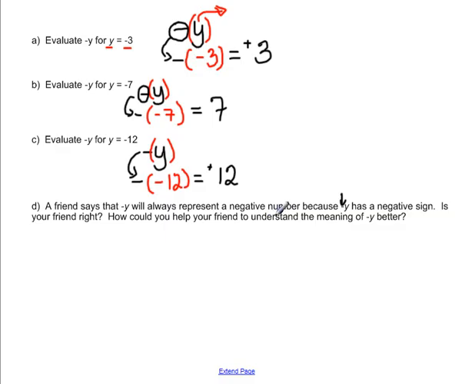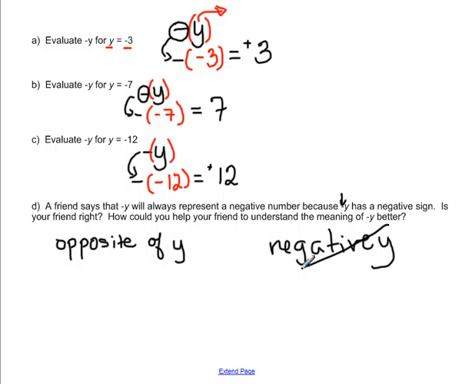So how could we help our friend to understand the meaning of this symbol, this negative y or the opposite of y, better? Notice the couple of different ways I've been talking about it. When we were doing our substitution, I was referring to it as the opposite of y, because we don't know if y is going to be a positive number or a negative number. We don't want to think of it as negative y, because we don't know if it's going to be a negative number or, as we saw in these examples, a positive number.